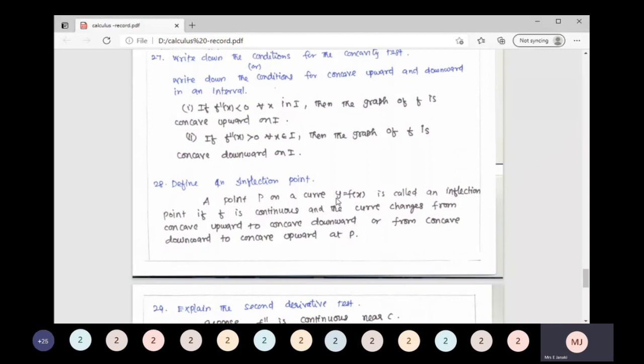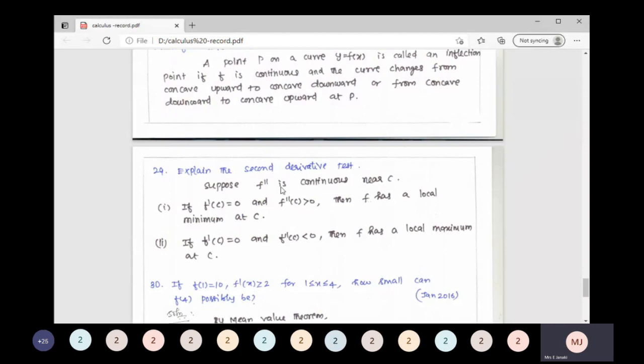Next, identify the particular point at which the function changes from concave upward to concave downward, or from concave downward to concave upward. That point is called the inflection point.